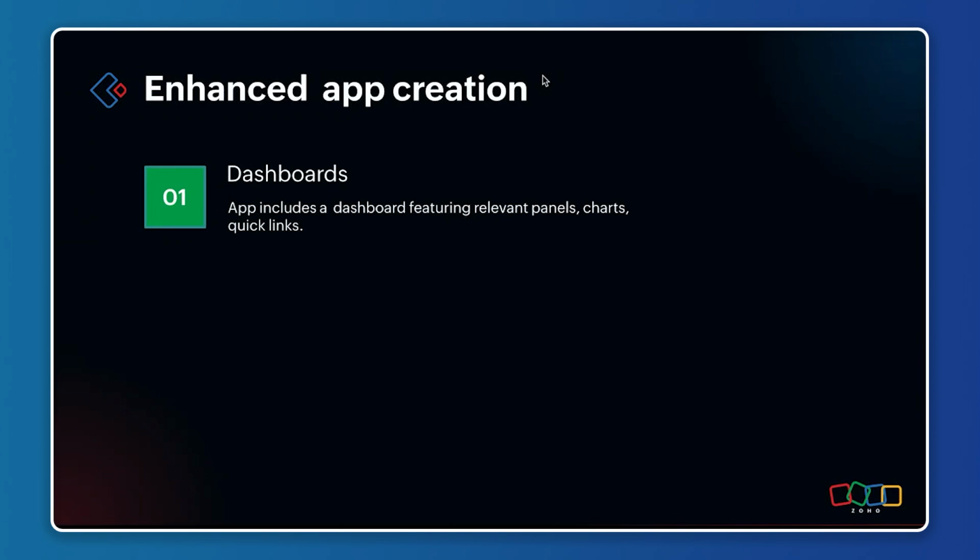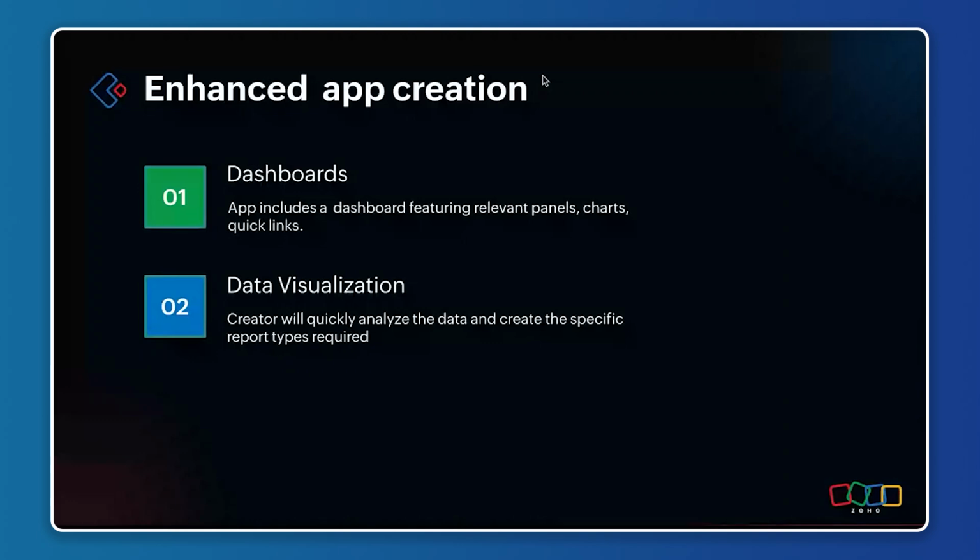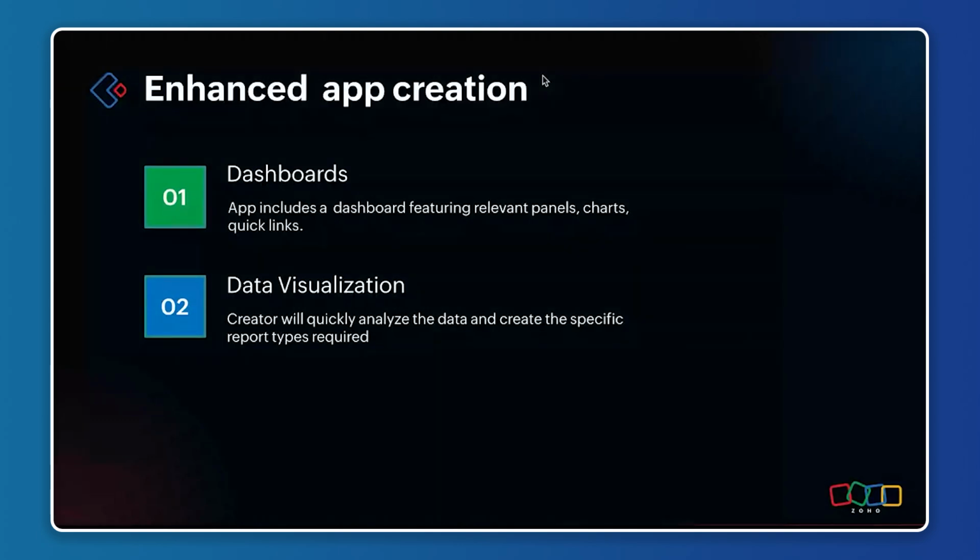What are the enhancements that are made to the app creation? So first is at the dashboard level. When you're creating applications using the import a file option or using create using Zia Assistance, you can see a dedicated default dashboard that is being created. So this dashboard includes the panel, charts, other components like reports, quick links, etc. Right? Apart from that, based on the data, it will quickly analyze the data and create the reports based on the use case, like Kanban report, calendar report, list report.